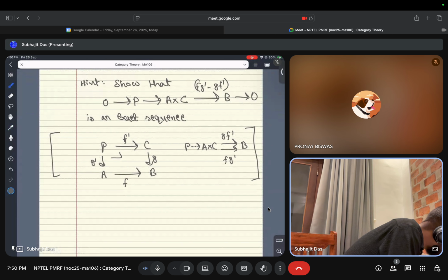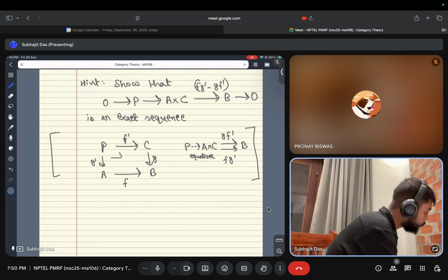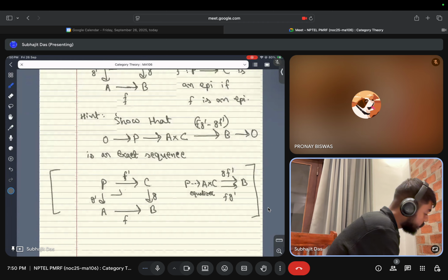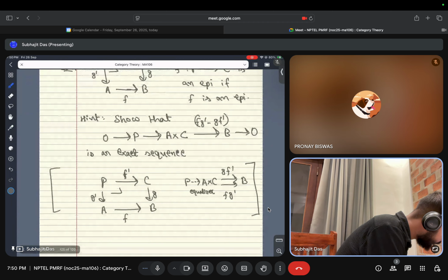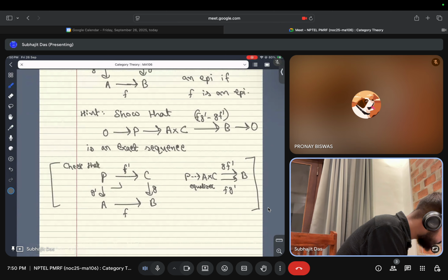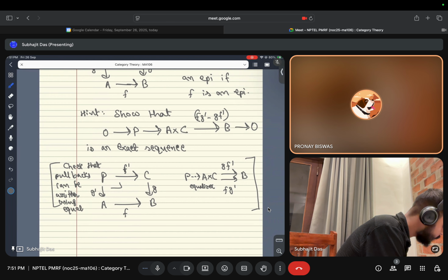What should I write? Equalizer. So check that. Pullbacks. We already know this, at least indirectly, that pullbacks can be written using equalizers.